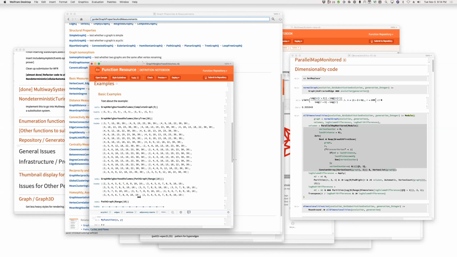I see, I see. So if we wanted it for shells, we would have to do the differences between for these, right? Yeah. Also, is there an argument that this should be an association mapping vertices onto these lists? Yes, I think so, because the vertices might have names. Right.